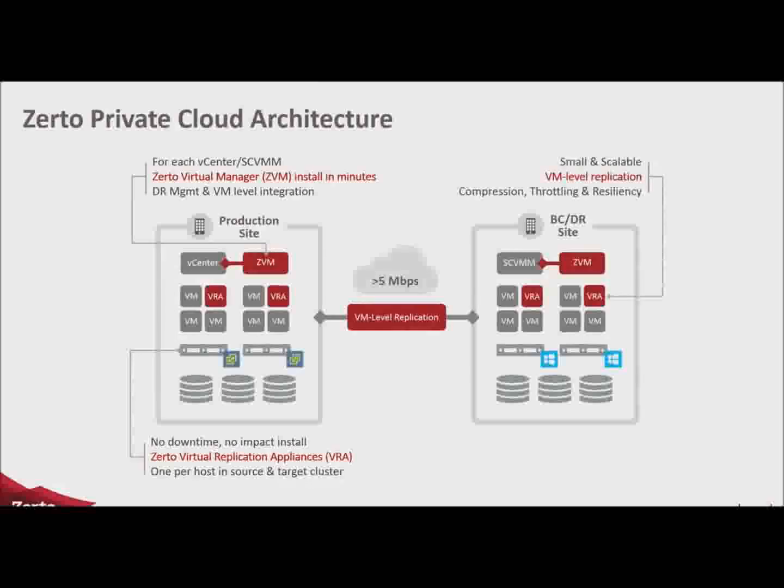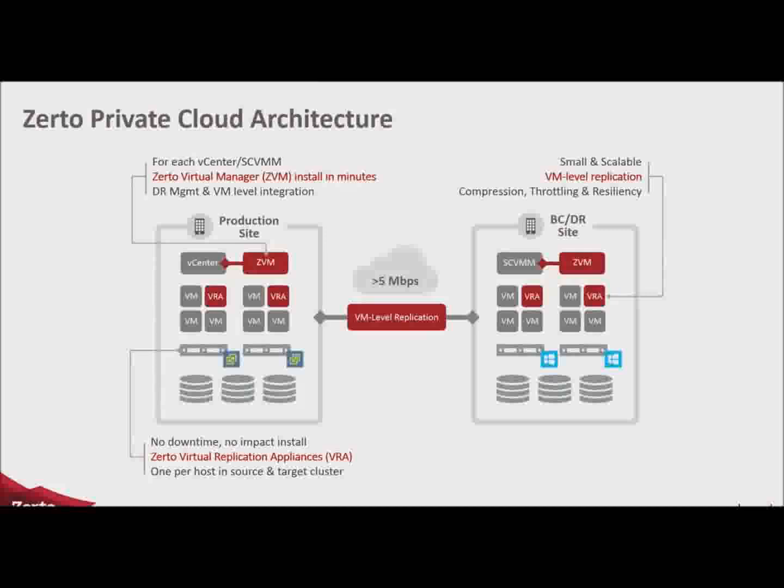They're extremely small in their footprint, using 1 vCPU, 3 gigabytes of RAM, 12 gig of disk space, which means they're scalable because as the size of the environment grows, so does the number of replication appliances, and therefore the horsepower of this replication engine.